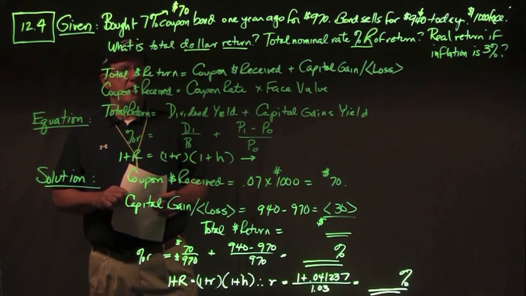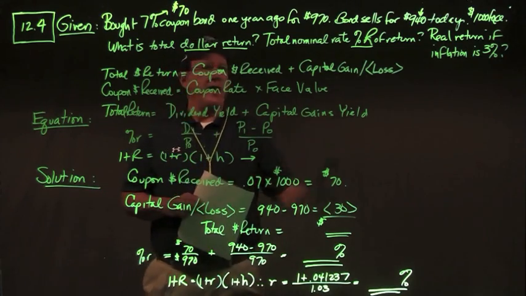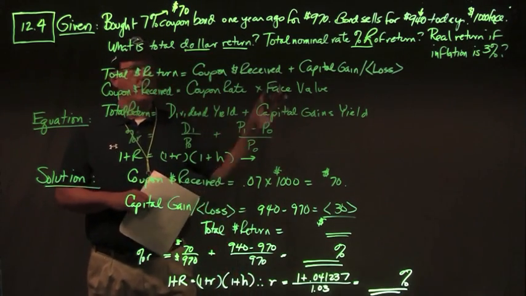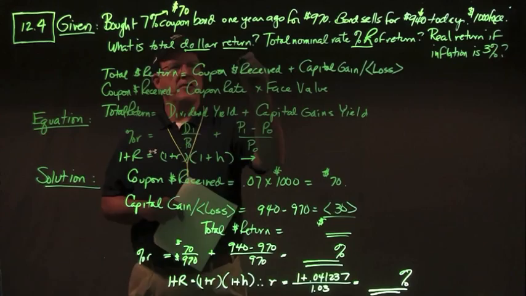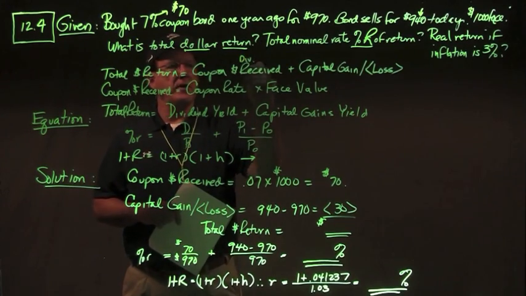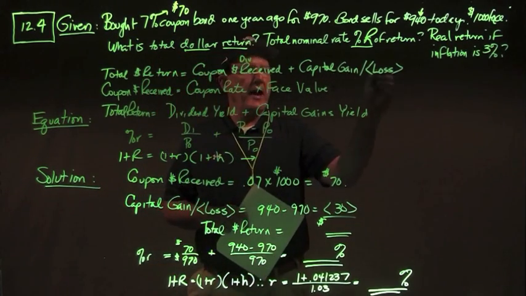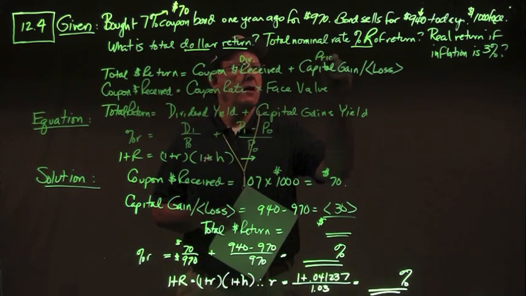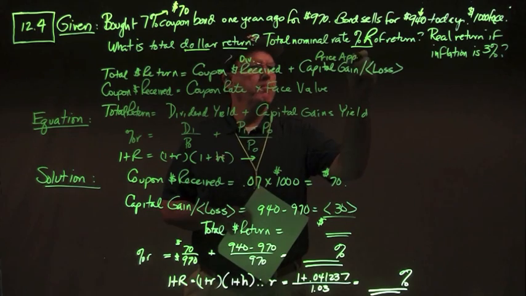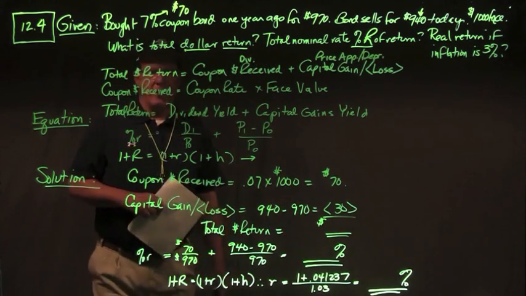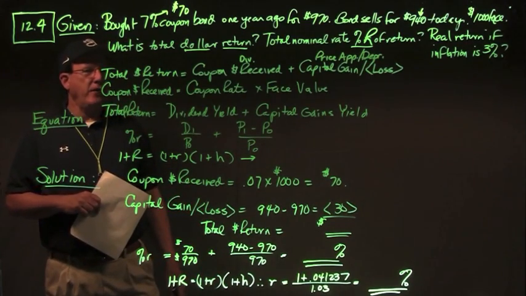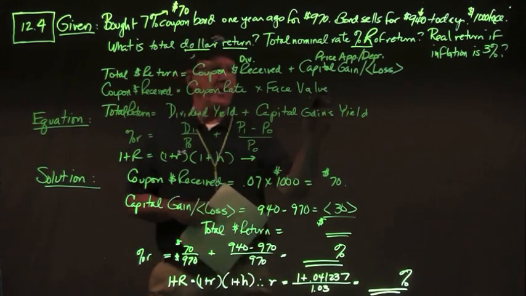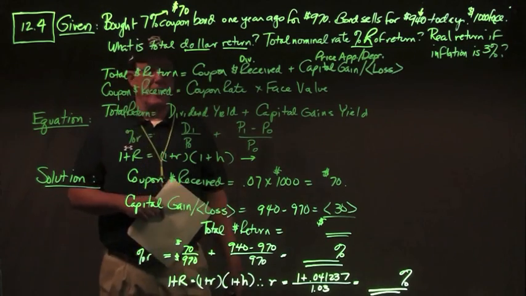Our total dollar return is the coupon we're going to get plus any capital gain or loss on the bond. Did the bond go up or did the bond go down? So the coupon is similar to the dividend that we receive on the stock, and the capital gain or loss is similar to the price appreciation or depreciation that we see on the stock. The coupon received is the coupon rate times face value. As I said, it's $70, 7% times 1,000.